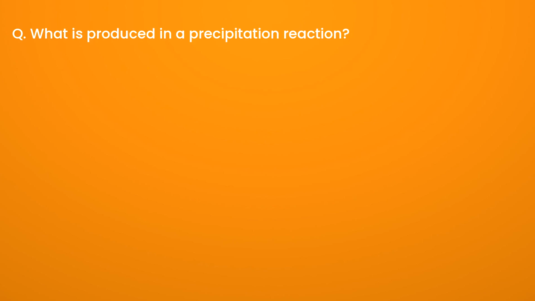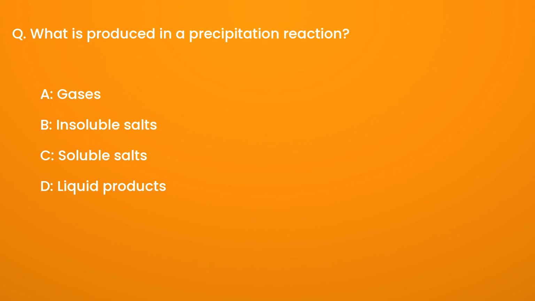Question: what is produced in a precipitation reaction? Option A, gases. Option B, insoluble salts. Option C, soluble salts. Option D, liquid products. You have 5 seconds to answer the question.